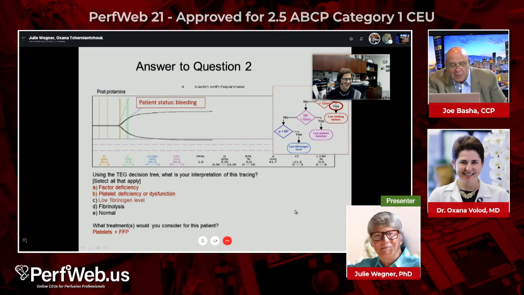Would have given two platelets, two FFP, and a 10-pack of cryo. That's what we would have done. And it would have made sense based on the tags, but we wouldn't have based it on the TEG. We'd have probably done that for the first one, too, even if it was surgical bleeding.